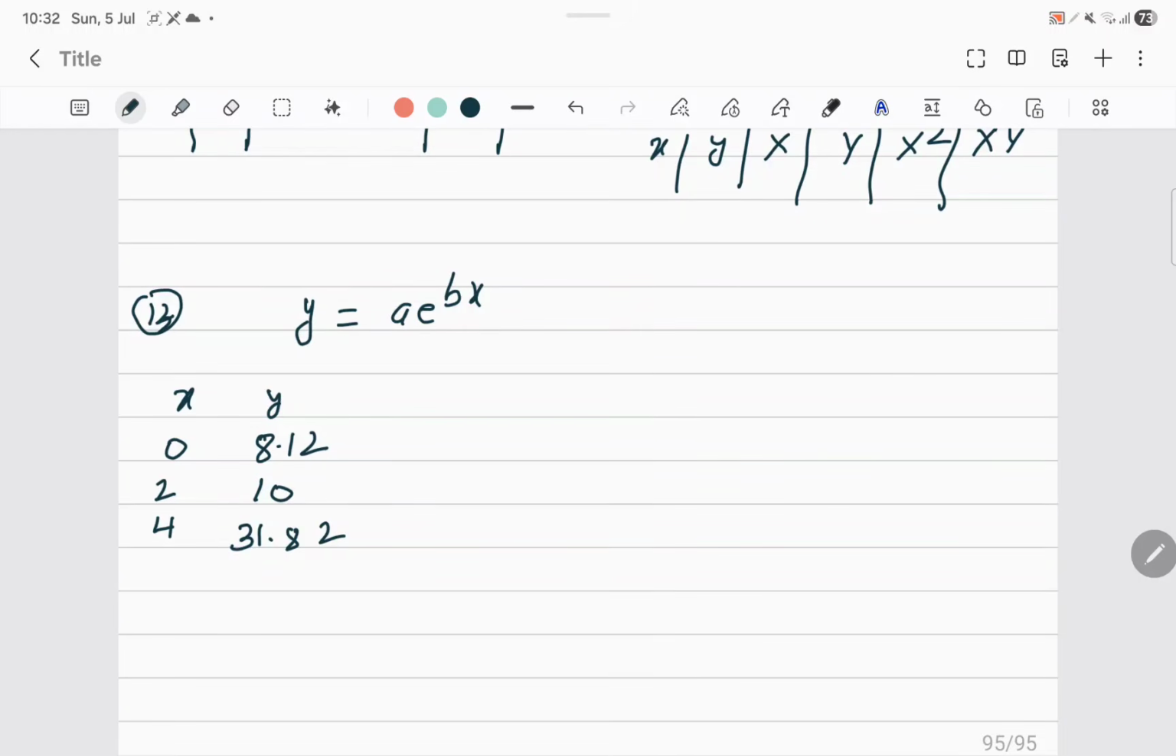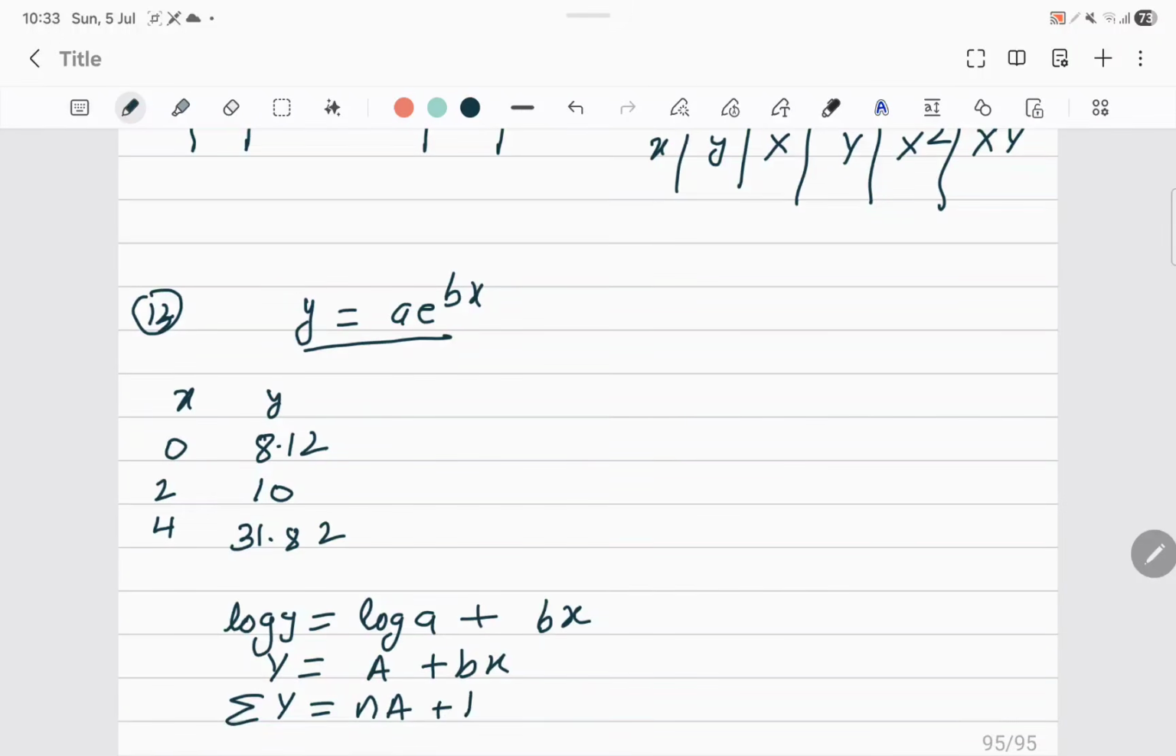Now, step 1, you have to write the normal equation. Before writing the normal equation, you have to take the log. So I'll do it like this. Log y is equal to log a plus log of e to the power bx, which is bx. So this becomes capital Y is equal to capital A plus bx. So the normal equation is summation Y is equal to na plus b summation x, and summation of x capital Y is equal to a summation of x plus b summation of x square.